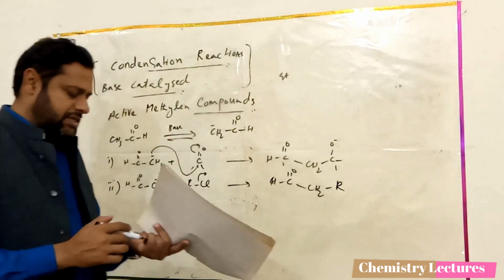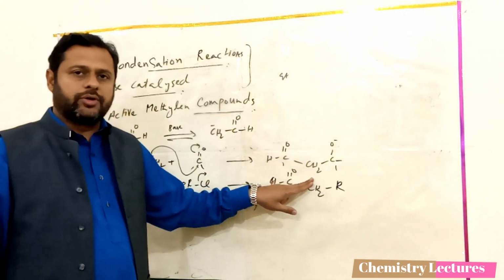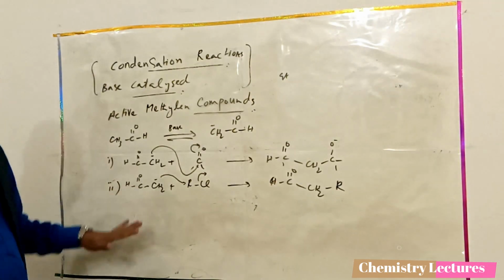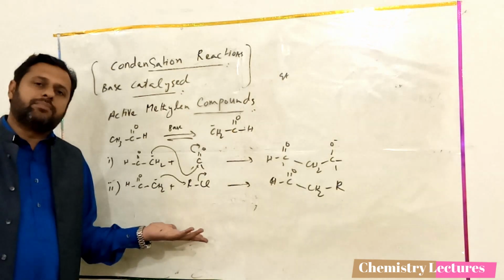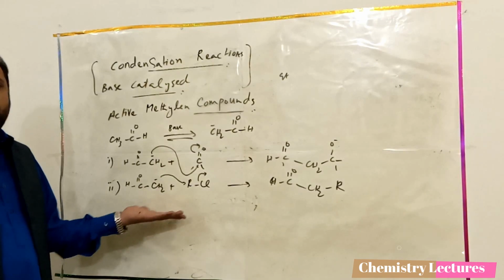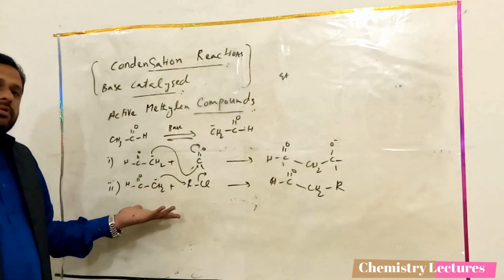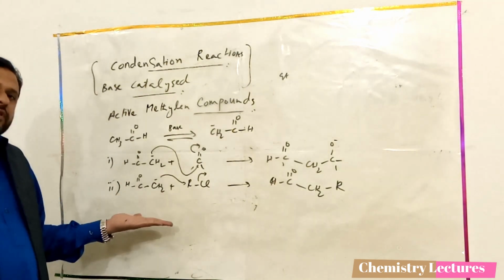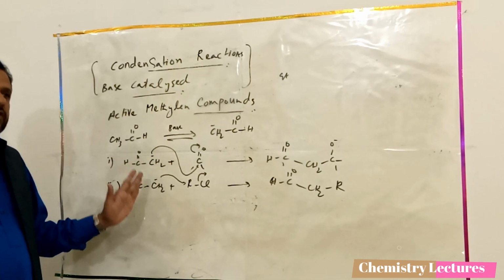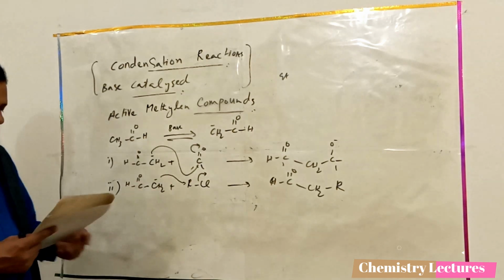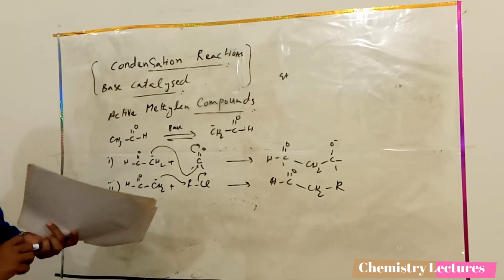So you can see that in both reactions there is always a formation of a carbon-carbon bond. This is the reason why active methylene compounds are so important, because these active methylene compounds are always used to form the carbon-carbon bond. These are very important in organic chemistry because a carbon-carbon bond is formed with the help of these enolates. So this is an important method for the formation of carbon-carbon bonds in organic chemistry, and these are mostly used for that.